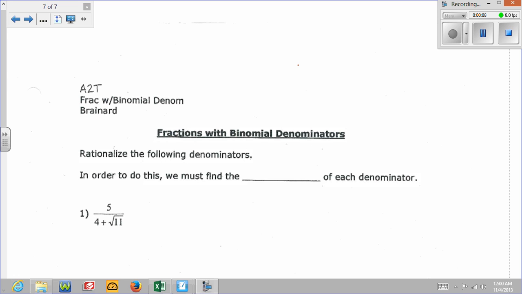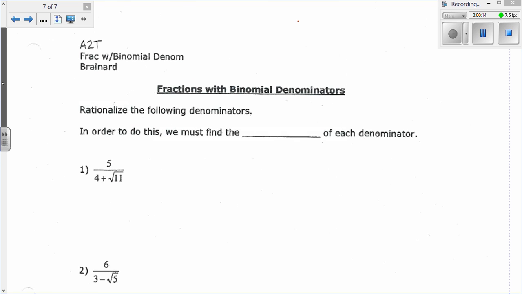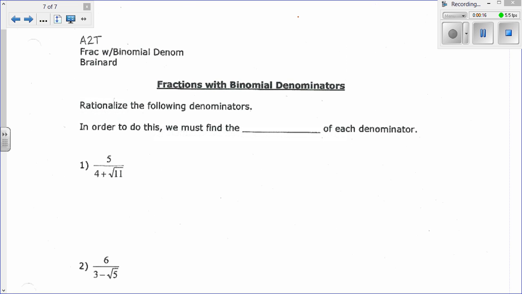Today we will be dividing, not multiplying, fractions with a radical in the denominator. And in order to do this, we actually need to not divide, we're going to multiply. So we are dealing with binomial denominators today, which means I have two terms, unlike what we did the other day where we only had one term.